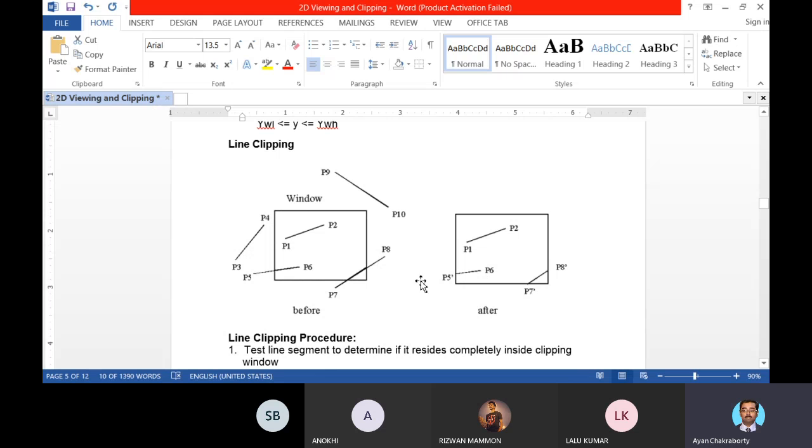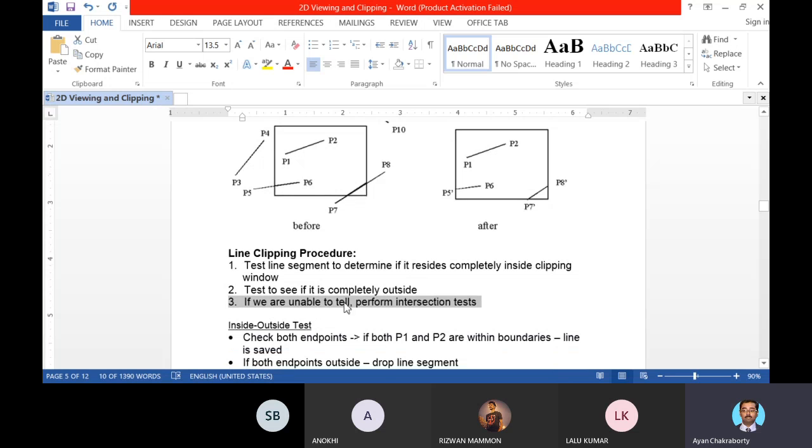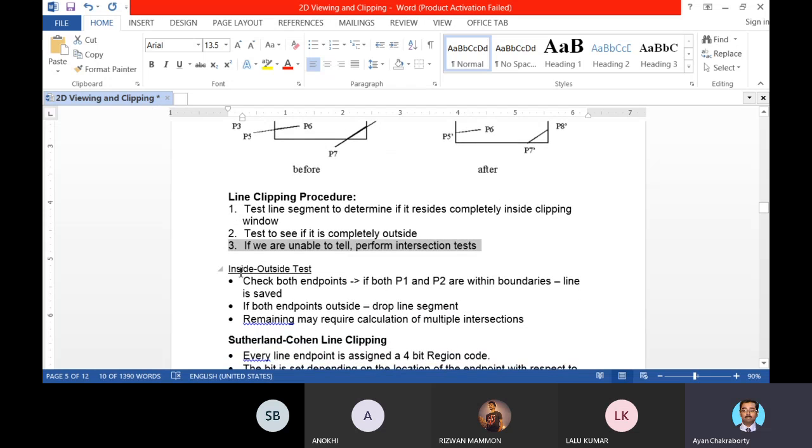Example is, you can see here P7 P8, which I just now said. If we are unable to tell that, perform the intersection test. What I have described just now. So what is this intersection test? I have explained it already. That is the inside outside test.